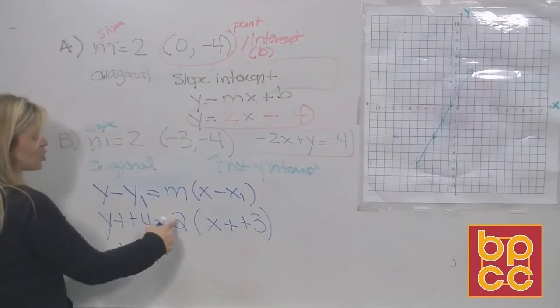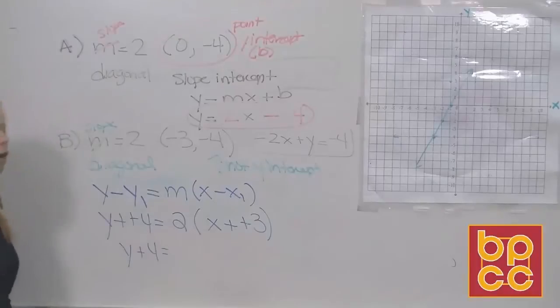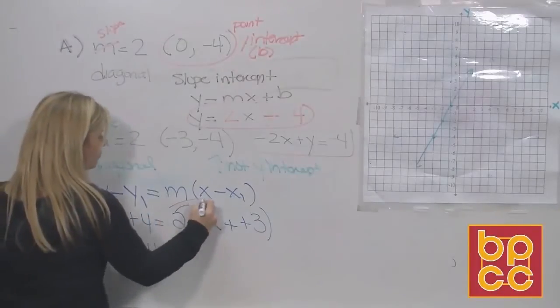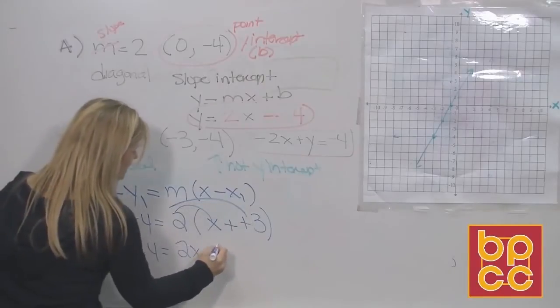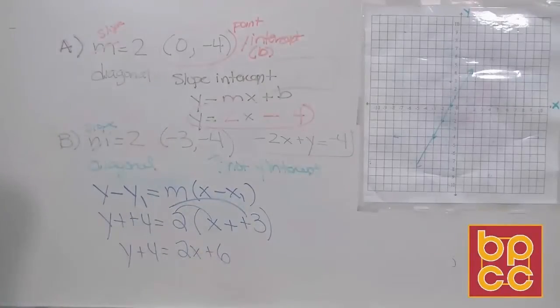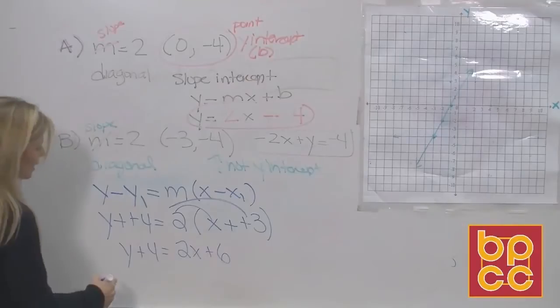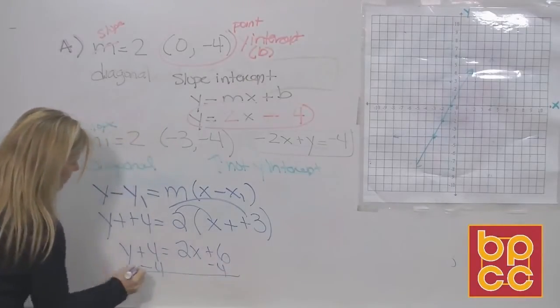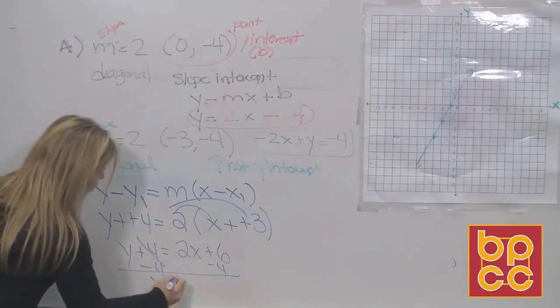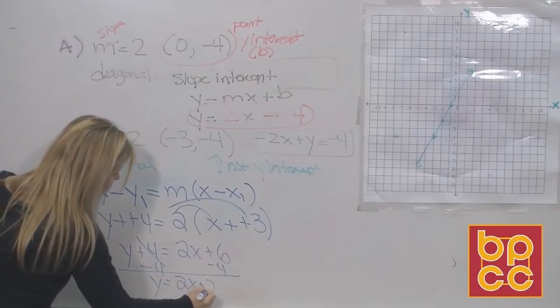And on the right side, this is 2 times this. So don't you think we need to distribute? So 2 times x is 2x. 2 times 3 is 6. Oh, looking better. To get it to look like a diagonal line, we want y by itself. So we're going to subtract 4. And we're going to get y equals 2x plus 2.